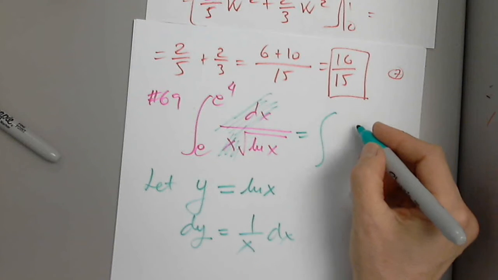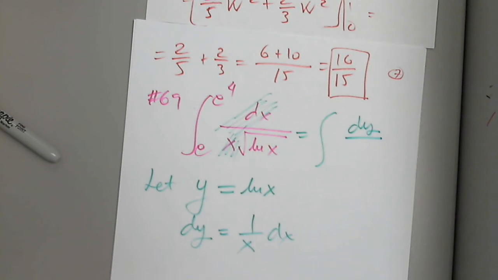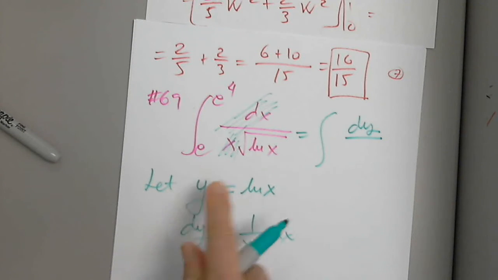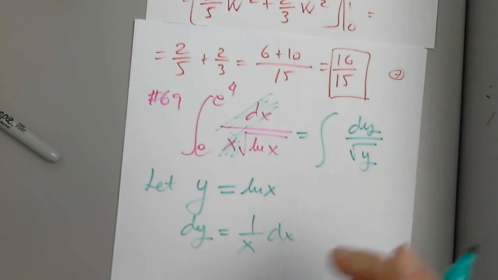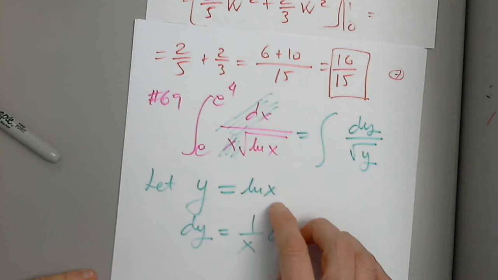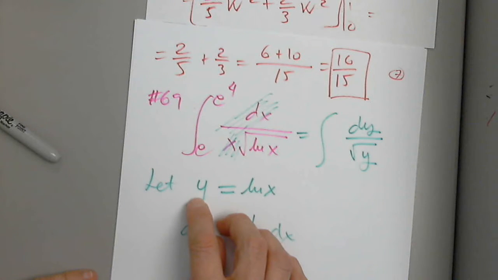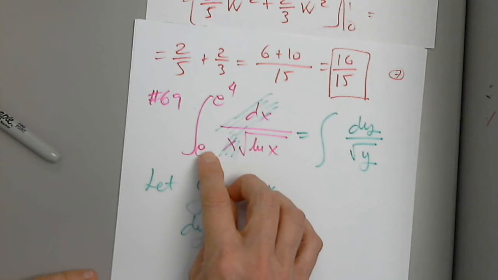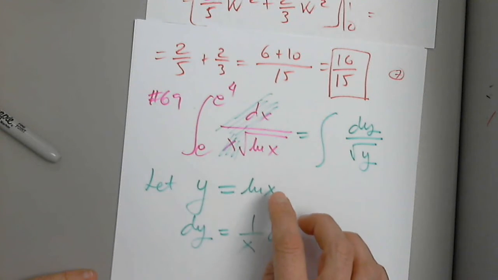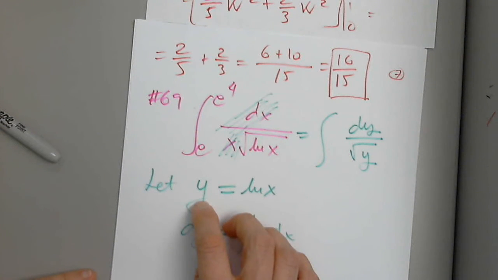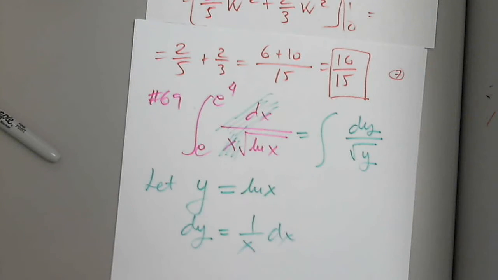So dy over the square root of y. Excellent. Dy over the square root of y. Good. Now the limits of integration. Carefully. When I plug in e to determine the lower limit for y, I start with the lower limit for x. The lower limit for x is e. I plug it in, and I want to determine y. Natural log e is 1. Excellent. Yes, Ricky, you had a question?